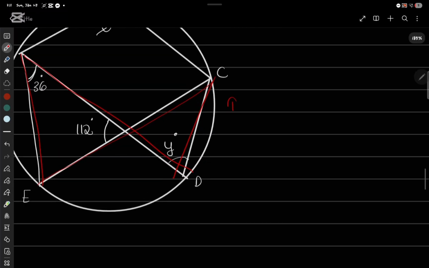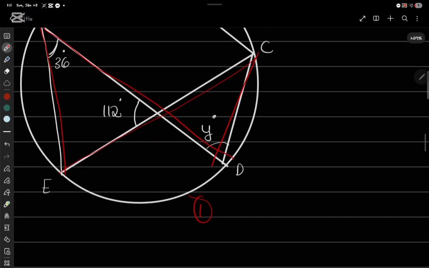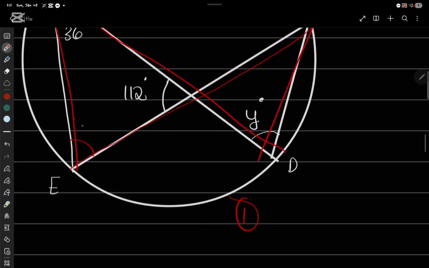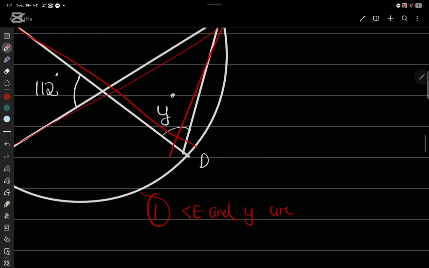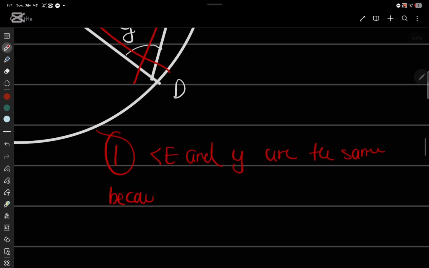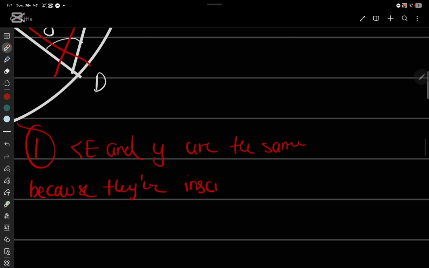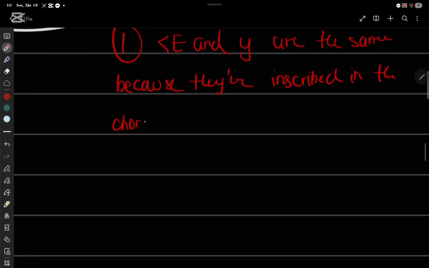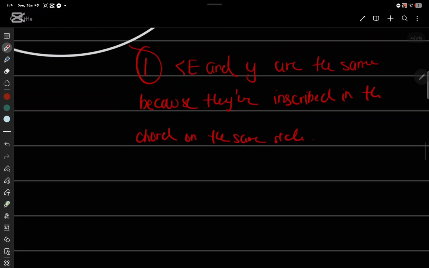And our theorem states that, so we can call this angle E. Angle E and Y are the same because they're inscribed on the same chord on the same side. Okay, that'll be your justification.